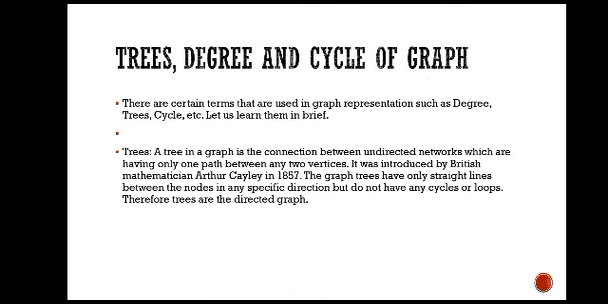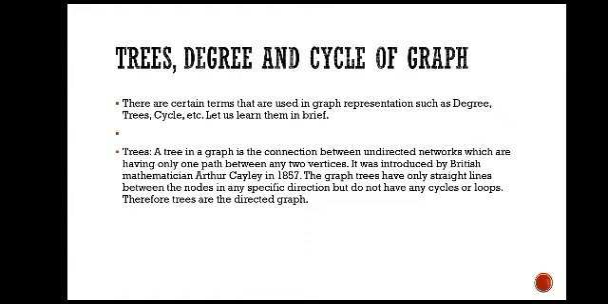Now, trees, degrees, and cycles of a graph. There are certain terms that are used in graph representation, such as degree, tree, cycle, etc. So first of all, let us learn about trees. A tree is a graph. A tree in a graph is a connected undirected network which has only one path between any two vertices. It was introduced by the British mathematician Arthur Cayley.